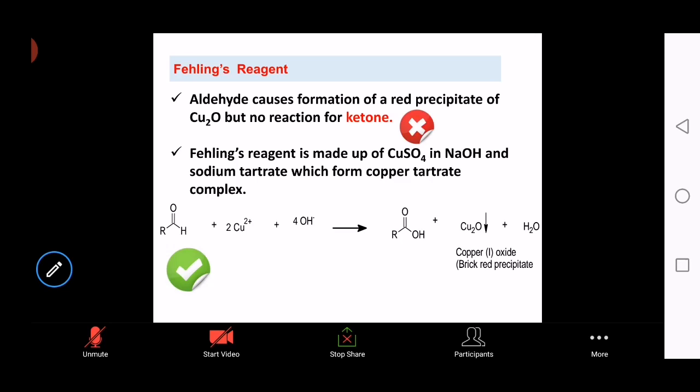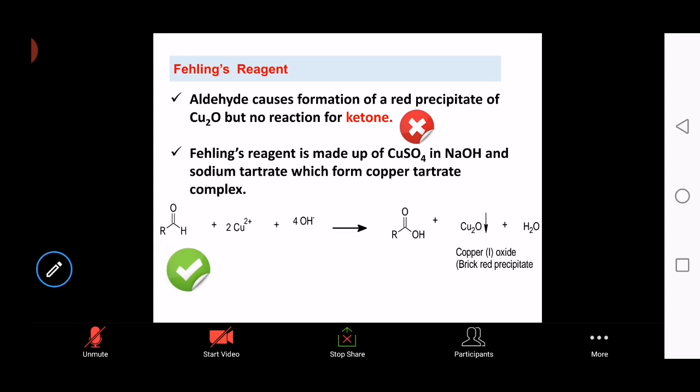And then Fehling's reagent pun dah buat eksperimen, which is about Fehling's test. Sama Fehling's test ni untuk differentiate between aldehyde dengan ketone. So tengok point pertama dia kata aldehyde cause formation of a red precipitate of copper oxide but no reaction for ketone. So sama je macam tadi, cuma jenis reagent berbeza and then observation pun berbeza. Dalam Tollens' tadi aldehyde akan menghasilkan silver mirror, tapi untuk Fehling's dia akan menghasilkan copper oxide, which is color dia adalah brick red precipitate. Boleh tengok dekat equation bawah tu.